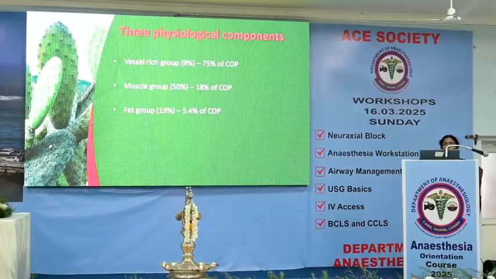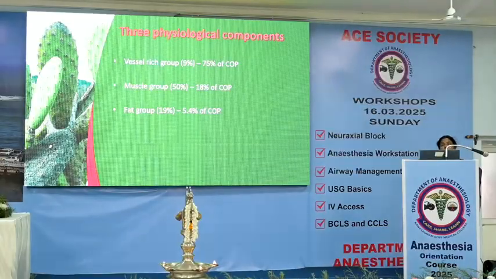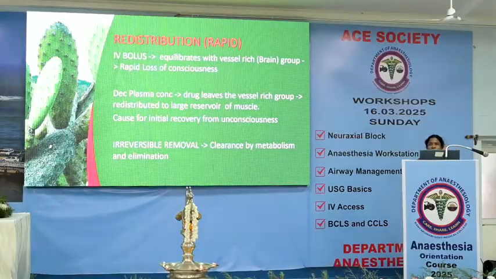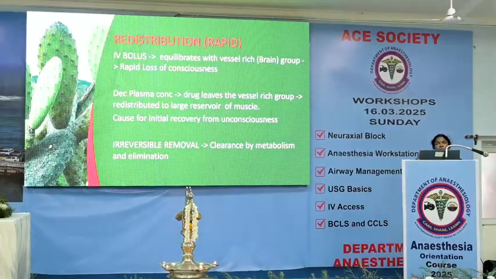You recollect the physiology, there are three compartments. One is the vessel-rich group, which receives 75% of the cardiac output: the brain, heart and kidney. The muscle group, which is the major group at 50% of the body, receives only 18% of the cardiac output, and the fat group receives 5.4% of the cardiac output. Whenever an IV bolus is injected, for example thiopentone, it equilibrates with the vessel-rich group and produces loss of consciousness.